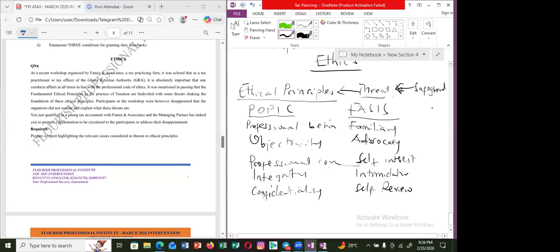And then safeguards also. Safeguards have been categorized under three major areas. Safeguards provided by the individual, so safeguards you provide by yourself. Then we also have safeguards provided by the profession or by legislation. And then we have safeguards provided by the work environment. So these are the three major safeguards. Each of them has things under them, so please find them out.